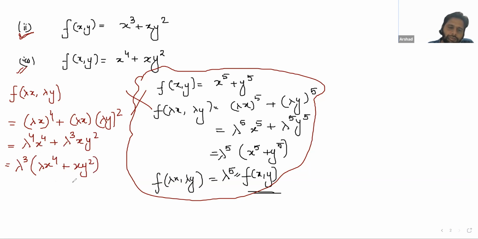So in place of this, we can't write the function. Okay, in place of this, we can't write the function. So this is not a homogeneous function. Okay, so I hope now it is clear to you. Okay, have you completed this? Huzaifa and Seth, shall we start next?